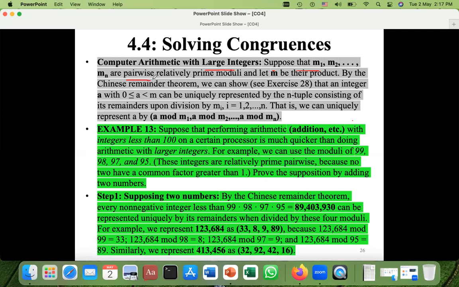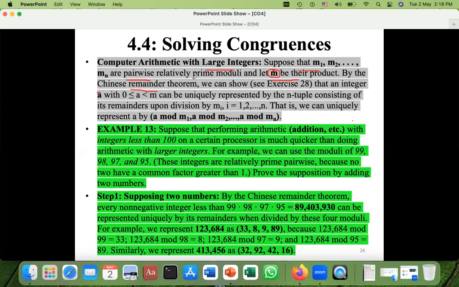By the Chinese remainder theorem, you can also see exercise 28, which is given in the exercise section. By the Chinese remainder theorem, we can find an integer a, and that a would be greater than or equal to 0 and less than M. What is that M? This is the product, not these m1, m2, m3s.